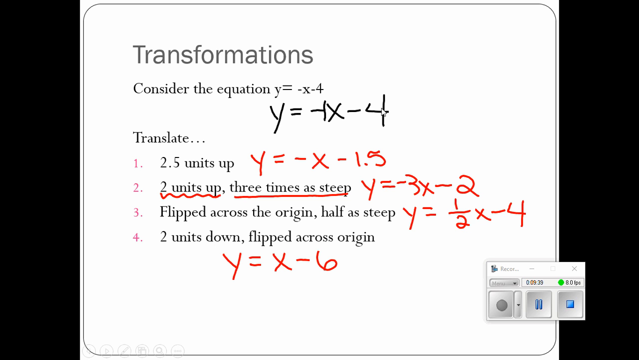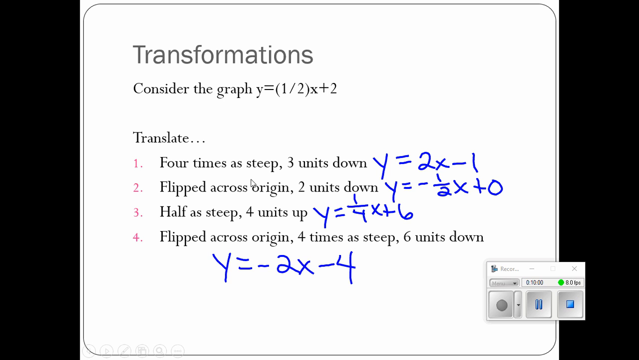2 units down. So from here, we're going to do minus 2, which is negative 6, flipped across the origin. That means if the slope is negative 1, it's going to be positive 1. So that's positive x. So that's how you change and write the new equation for this line.